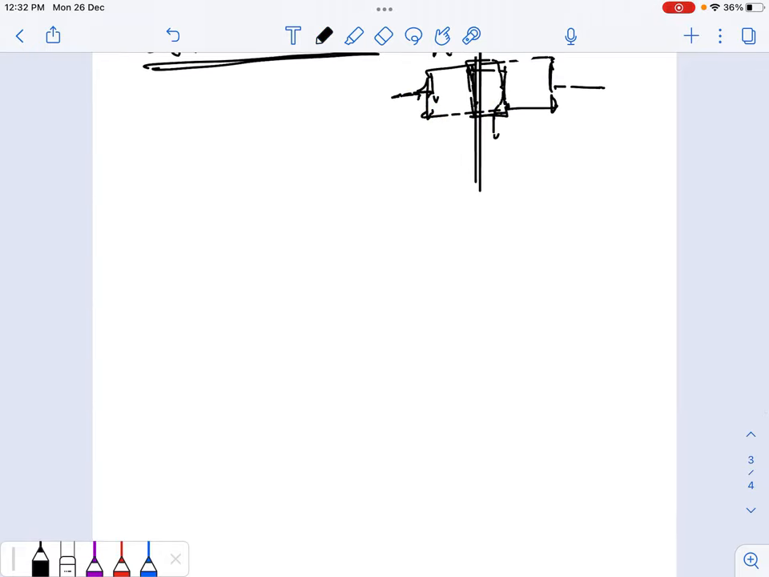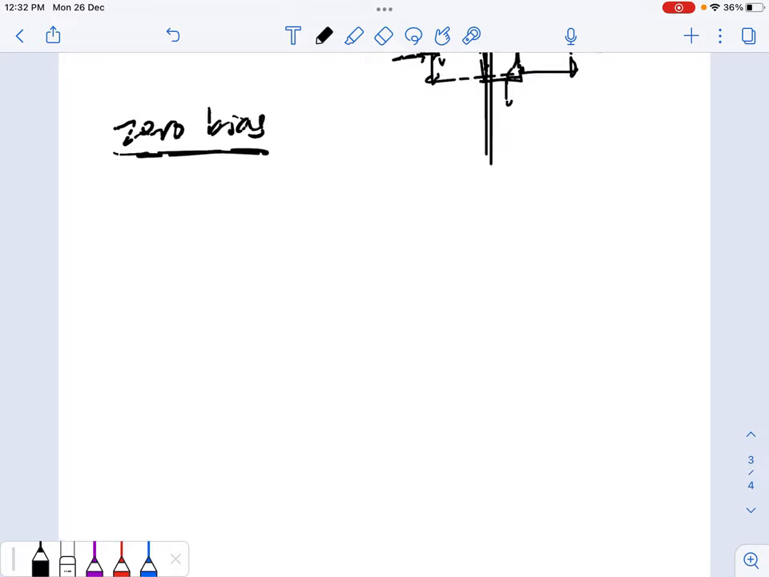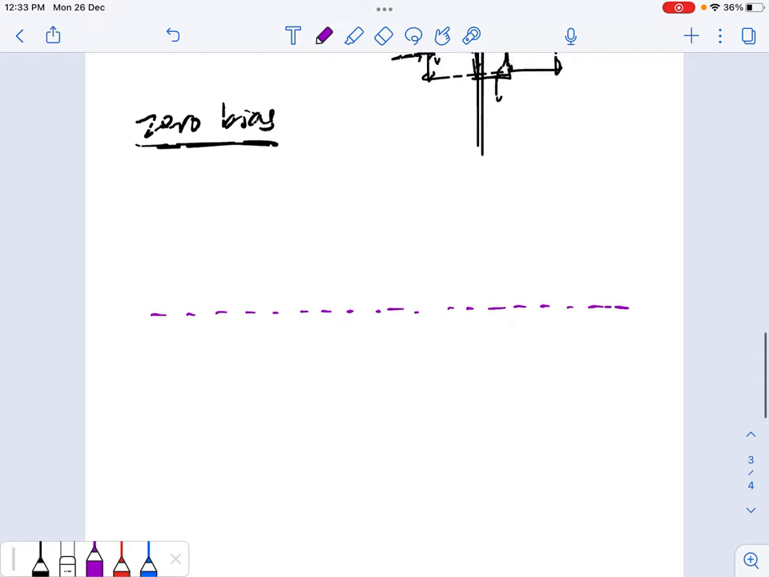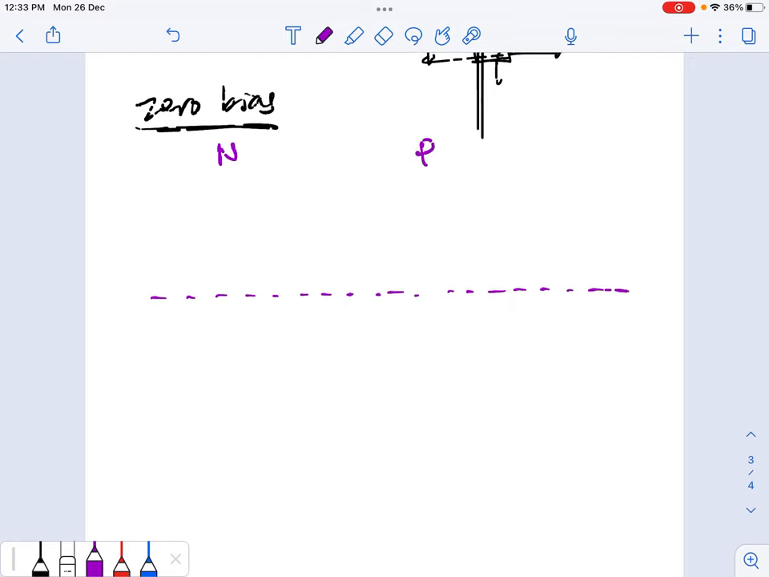Now, first let's draw at zero bias. It's easy at zero bias, where the Fermi level is continuous. So first we draw the Fermi level. Then we know this is supposed to be N, P, and N. For the N, the Fermi level should be as close as possible to the conduction band. Let's assume this is a homojunction.